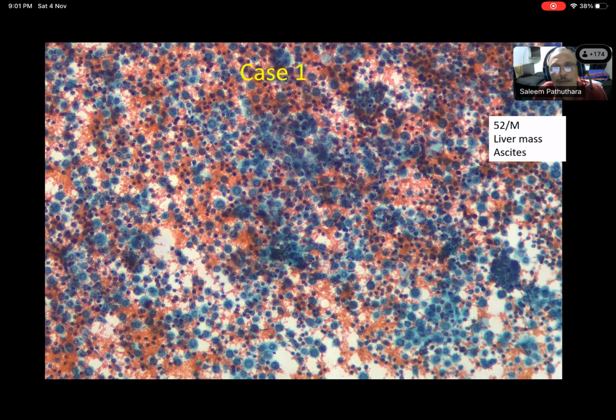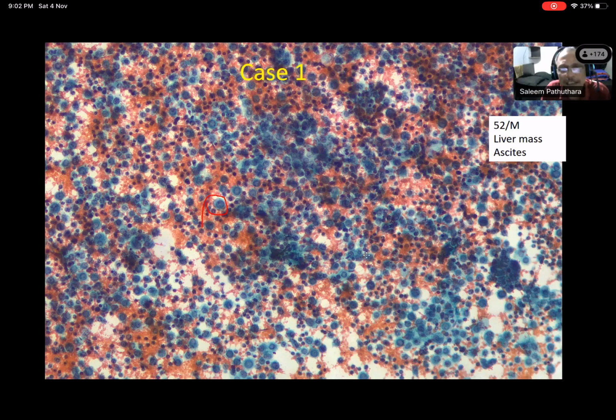What do you think of the same slide? The morphology can be appreciated better, but the background has more RBCs. Do you think here also the material is much more than required for a smear? Yes, sir. Now please explain what types of cells you are seeing here. I'm seeing mesothelial cells in sheets and clusters and a few singly scattered against a background of RBCs and lymphocytes.